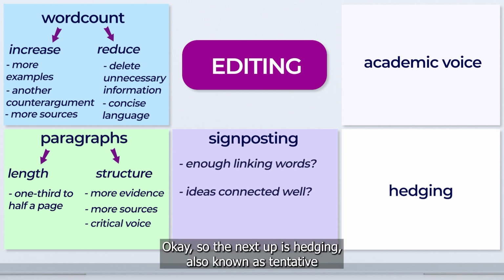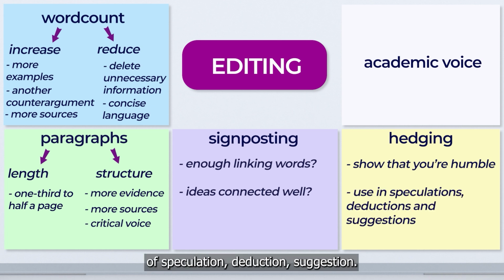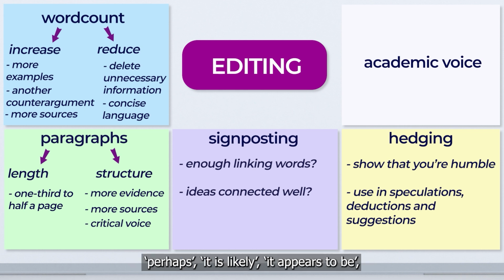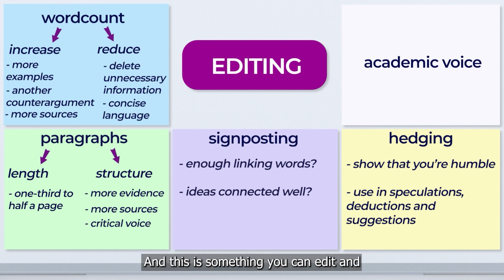Okay, so the next up is hedging, also known as tentative or cautious language. When you write, sometimes you cannot be 100% certain of everything, right? Also, you want to be humble in your work. In academic writing, there is a lot of speculation, deduction, suggestion. So these kind of expressions such as maybe, possibly, it may be that, perhaps, it is likely, it appears to be, it seems to be, are very important and very useful, especially when you think about conclusions or recommendations for the future. And this is something you can edit and correct before you submit your assignment.